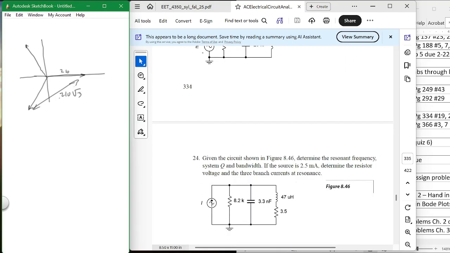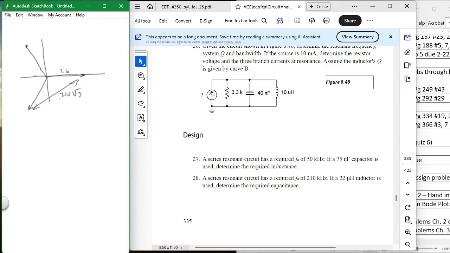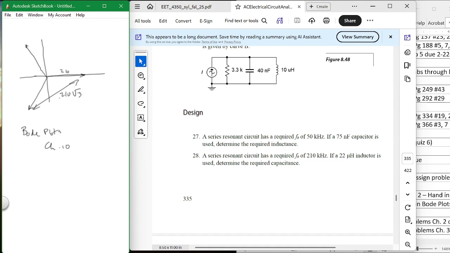So then in chapter 10, Bode plots. I'll give you the paper, and you'll have the Bode plot, and you can plot it out, and you'll be done. Okay with that one. So that gives you chapters 6 through 10 in the AC circuits book.